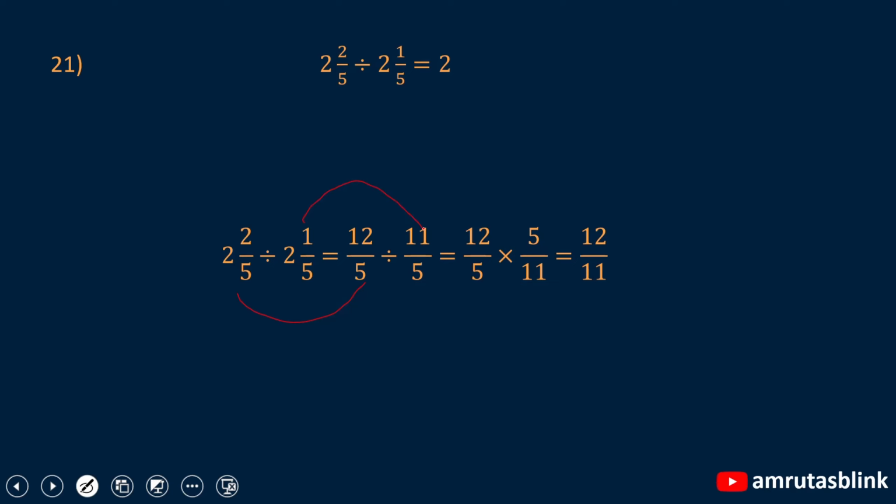Hence we have 12 by 5 divided by 11 upon 5. So 12 by 5 as it is, and divided by 11 by 5 means multiplied by 5 upon 11. So we have 12 by 5 into 5 by 11. Now this 5 and this 5 will get cancelled, and we will have 12 divided by 11. So the answer should be 12 divided by 11, but in this problem it is given as 2, and hence the given statement is false.